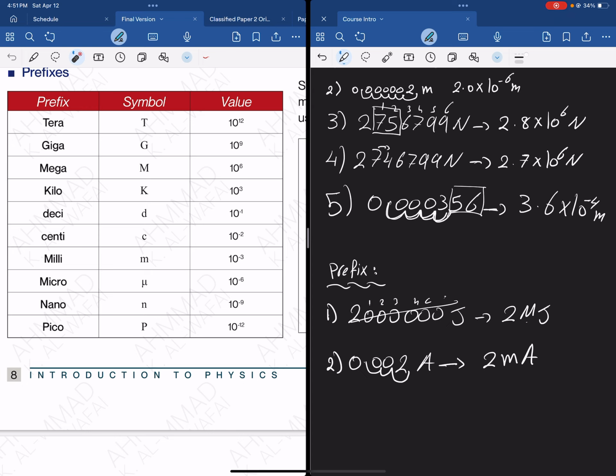And that's how you deal with standard form and prefixes and how you use them in the exam.